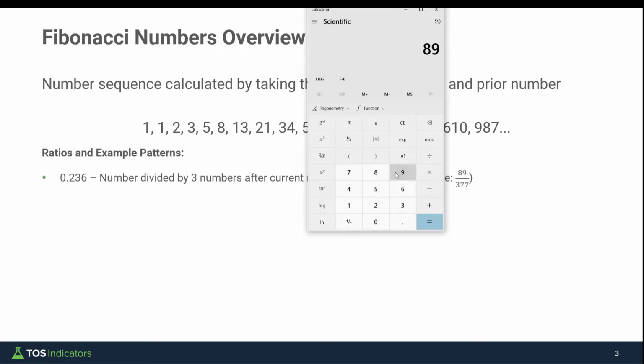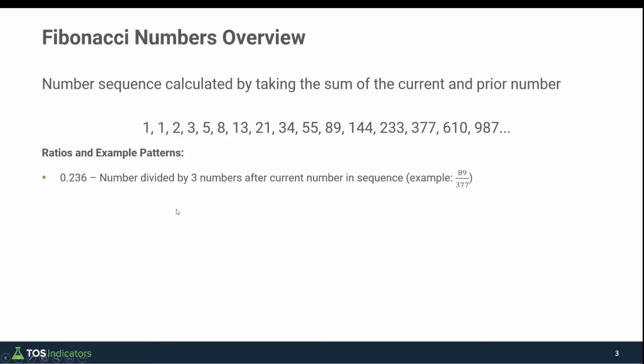So we'll take 89 divided by 377, and we should see 0.236, and we see that number. The deeper down into the sequence that you perform this calculation, you'll find the closer and closer we get to these magic ratios, they call them. Now the next number after this is the next ratio, 0.382.